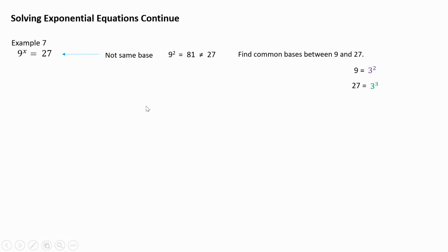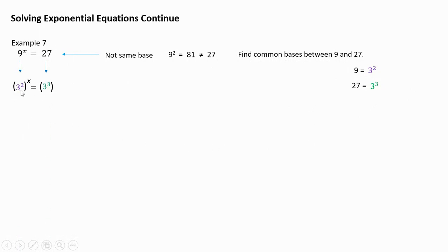From the previous, I think it was slide number 3, I told you that it was crucial to know all these right here. Here's where they come into play. So now I'm going to replace the 9 with 3 squared, and bring down the x. I'm going to replace the 27 with 3 cubed.